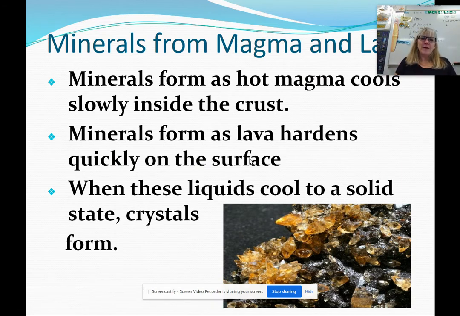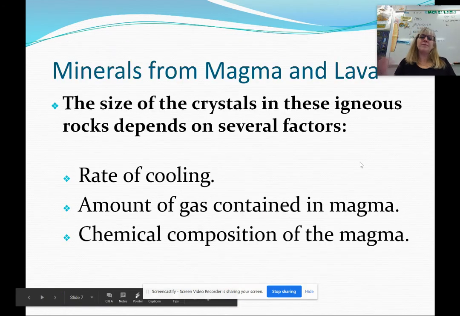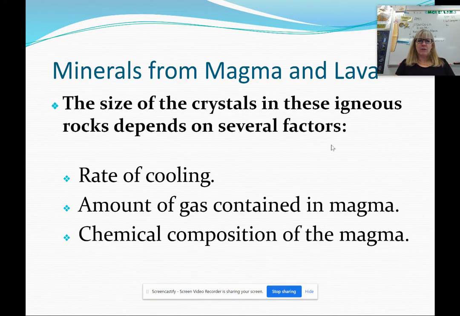Minerals that form from magma and lava, that's called an igneous rock. So we get these minerals in igneous rocks, and they form as hot magma cools. They form as hot magma cools slowly inside the crust, and then they can cool as lava hardens really quickly on the surface. That will make much smaller crystals. We'll talk about that in a minute. But when these liquids cool to a solid state, the crystals form. The atoms basically find each other. They have negative and positive charges, and they will find each other and make really cool crystal shapes, or a new mineral. They'll make a mineral out of a liquid magma.